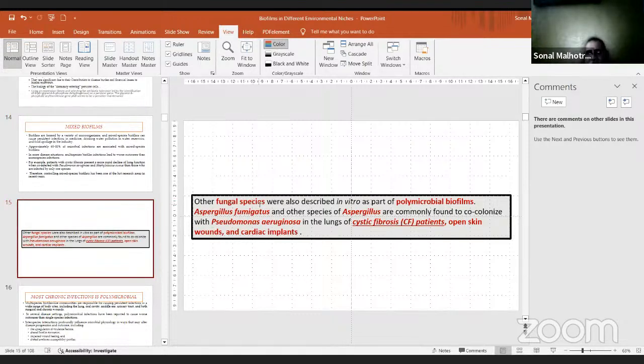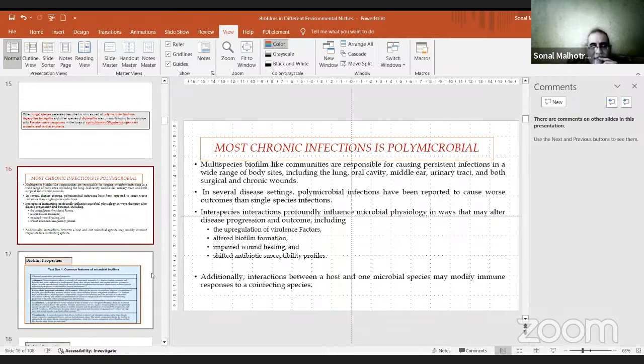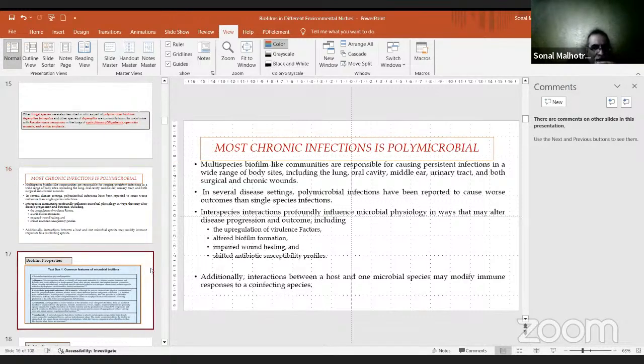Fungal species also can be incorporated in a biofilm along with bacteria, and frequently you find Aspergillus species with Pseudomonas aeruginosa in the CF lung environment. CF is cystic fibrosis, where Pseudomonas is a predominant player, and so most of the time people succumb to Pseudomonas aeruginosa infection, and the dynamics is different. Sometimes you have two different bacteria co-infecting and things like that. So not only bacteria but also fungi. The most chronic infections are polymicrobial. I've already talked about that, so we will not go into that. We'll go to the next slide.